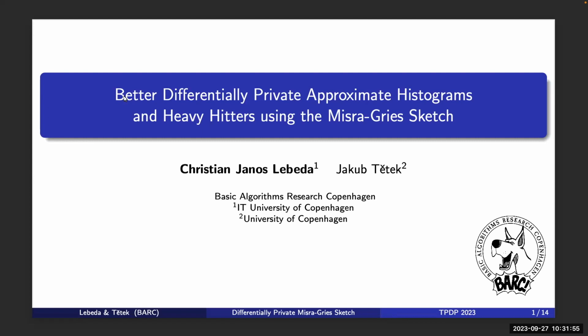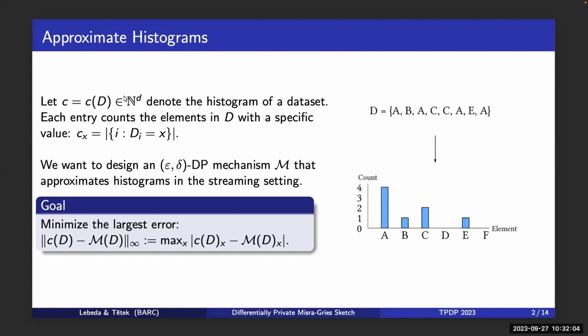As introduced, I'll be talking about our work here, which is joint work with my colleague from BAC, Jakub Tětek. So the problem of approximating the histogram should be quite familiar to most of you here. A histogram is just a set of counters counting how many repetitions we have of each element in a data set. Our goal in this project is to design an epsilon-delta differentially private mechanism that approximates a histogram in the streaming setting. What we want to minimize is the largest error across all of our counters.